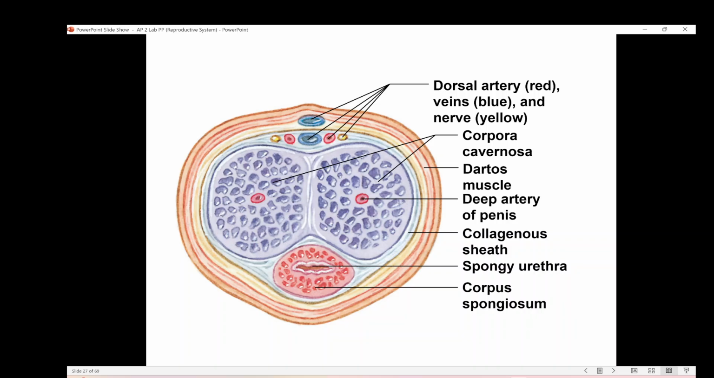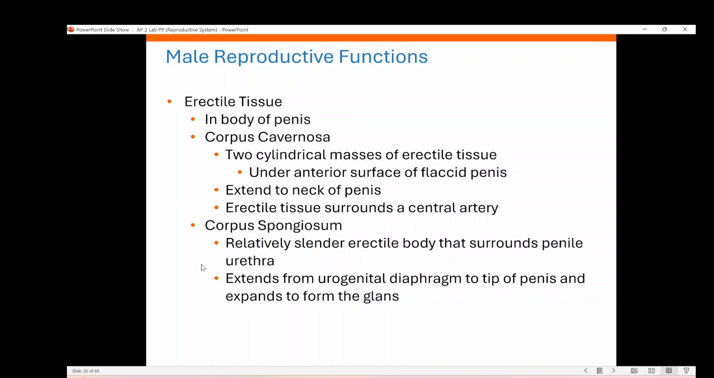So if we go back over here, this is, like I said, a cross section of the penis. This would be one of the cylinders of the corpus cavernosa. Here would be the other one, and then you can see the artery in the middle. The arteries are going to bring the blood, and then the blood is going to fill the erectile tissue for an erection, again, which is necessary for sexual intercourse.